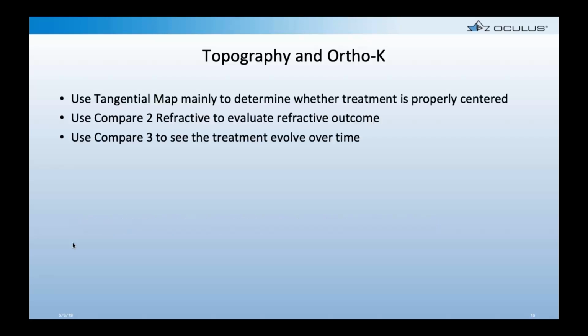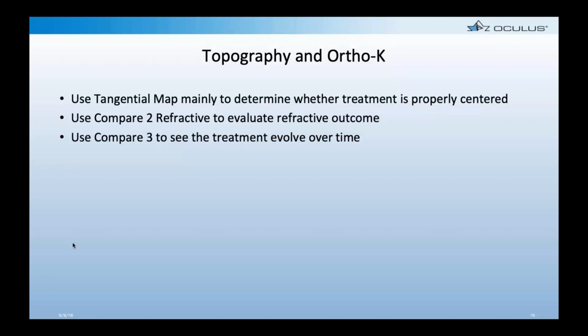Primarily, we're going to start by looking at a tangential map when we're determining whether a patient is a candidate for ortho-K or not. And then beyond that, we have some comparison maps that we can use. We have a compare 2 and a compare 3 map. These are helpful to see what's happening with treatment over time from one visit to the next or over a series of visits, which we'll go through. I'll show you some examples of how that's useful to know whether we're still making positive progress for a patient who's going through the ortho-K treatment process.